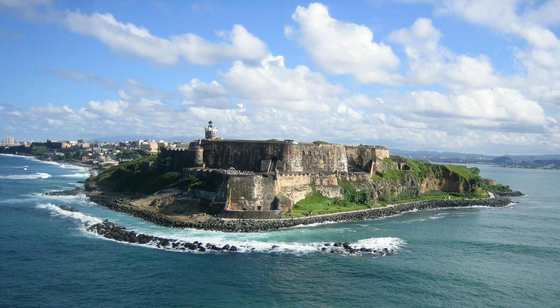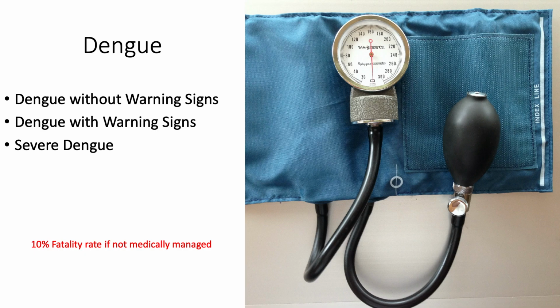by symptoms alone. Dengue infections may be one of 3 subtypes. Dengue without warning signs is defined as fever plus 2 of the following: nausea, vomiting, rash, aches and pains, leukopenia, or what is termed a positive tourniquet test. And we'll discuss a tourniquet test in just a moment.